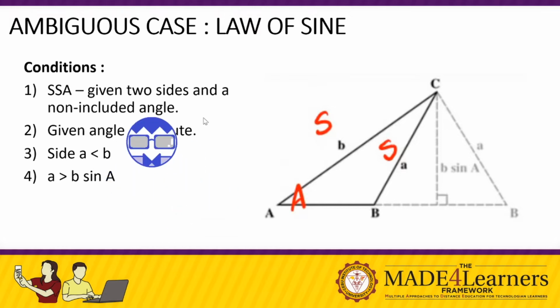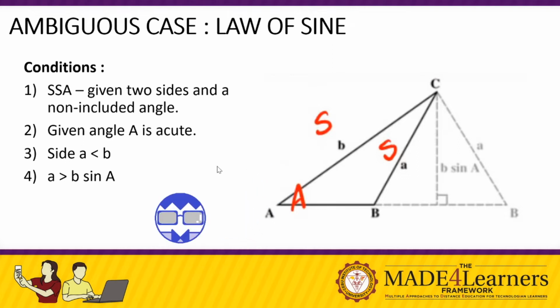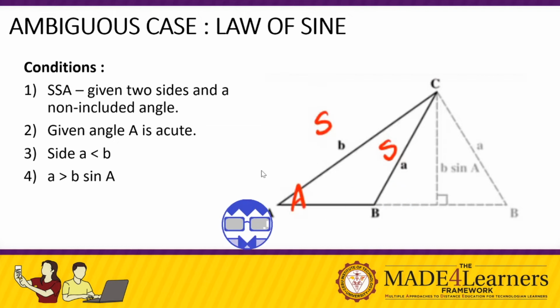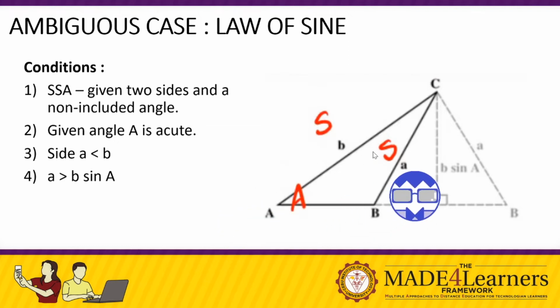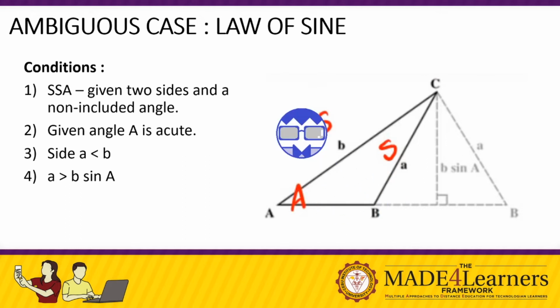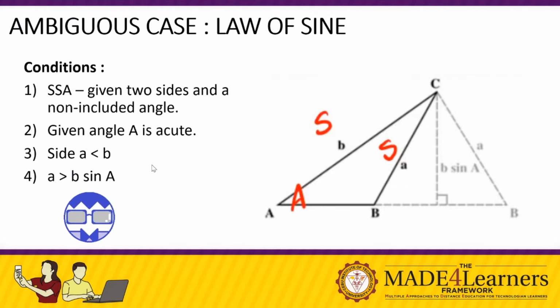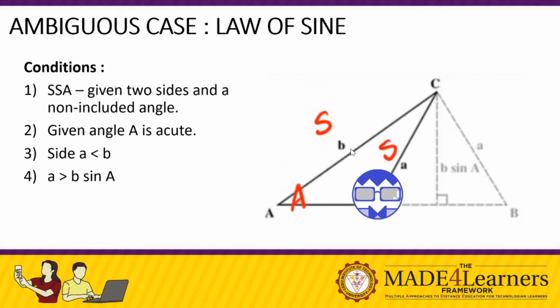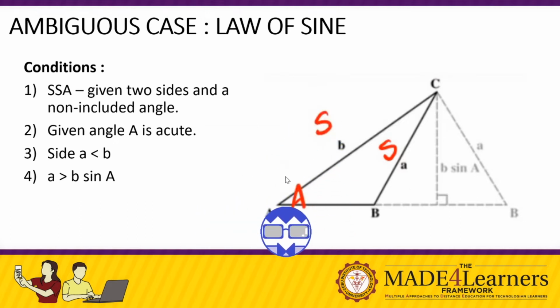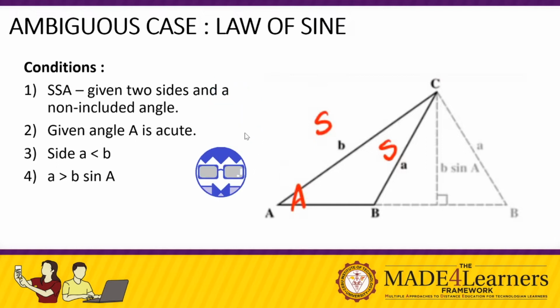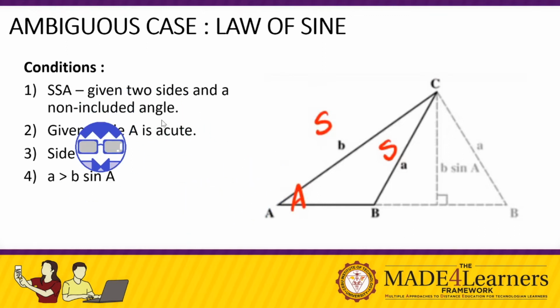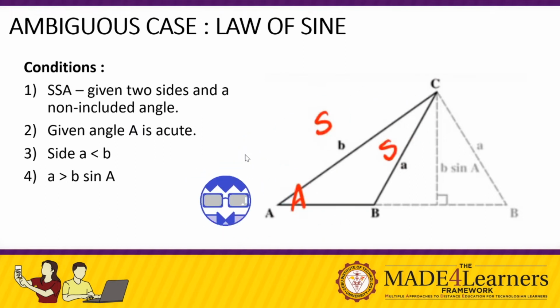Next, if your angle A is acute, meaning it's less than 90 degrees, then side A, the side opposite the given angle, is less than B. And aside from that, A is greater than B times the sine of the given angle. Okay, so these are the four conditions so that we can determine that our given SSA triangle might have an ambiguous case.